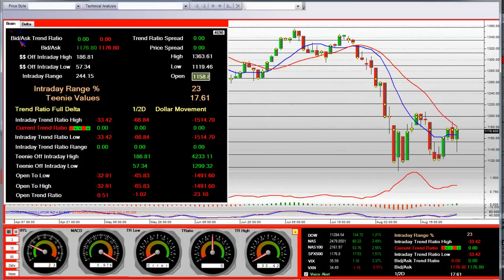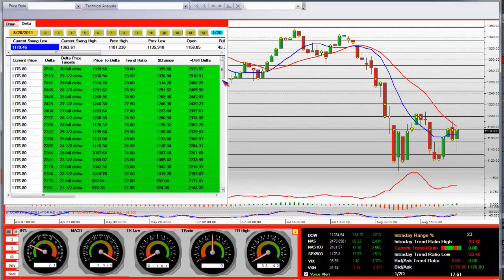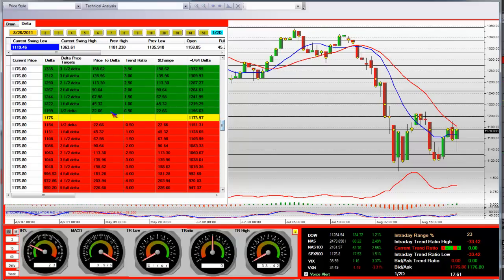And basically when I look at half delta in here and I take a look at my delta tree on half deltas, I'm going to take a look, and I just repriced this thing, so let's take a look. So to get to this 1200 area in our platform, you need 2 1/2 delta movements.